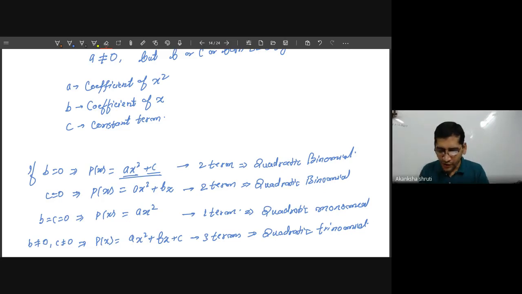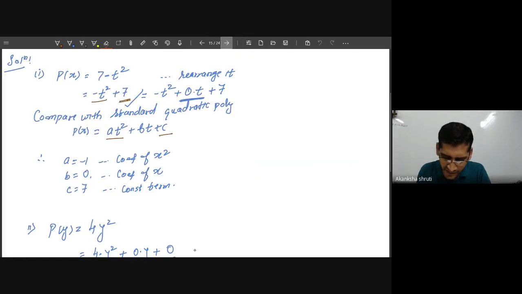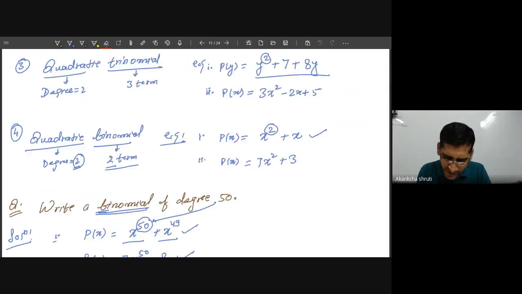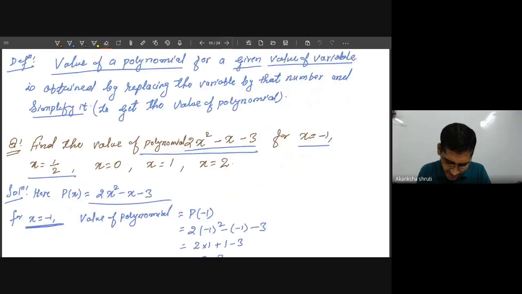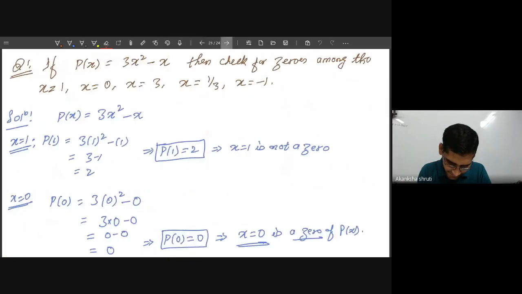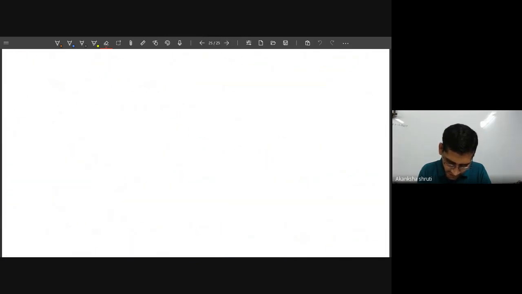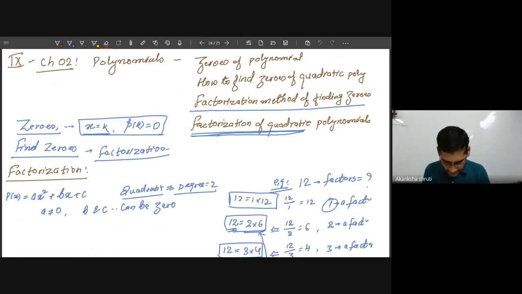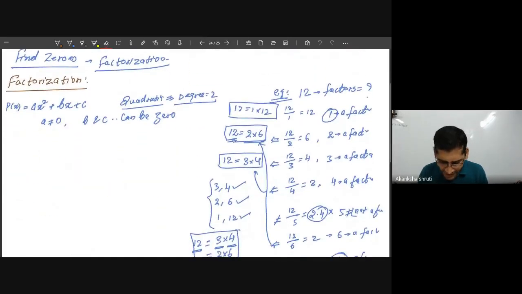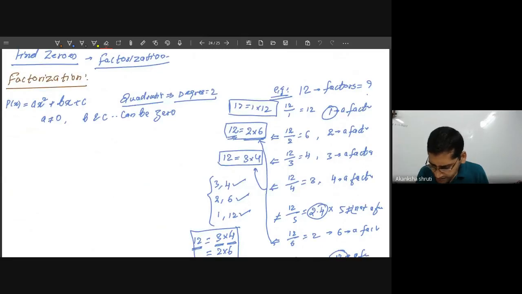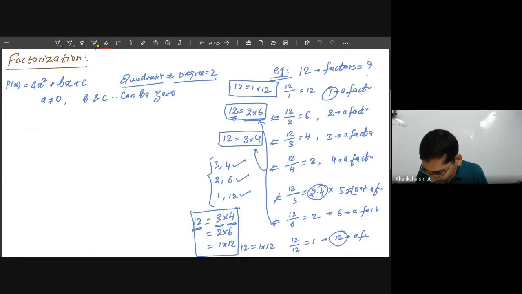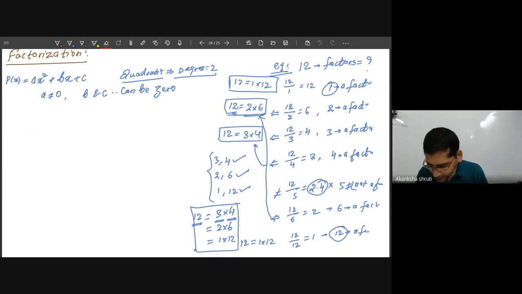So students, what we are going to learn is what factorization is, that we want to learn today. Students, in terms of numbers, I have just told you, a number can be written as a product of two factors. In a similar way, an expression can also be written as the product of two factors.